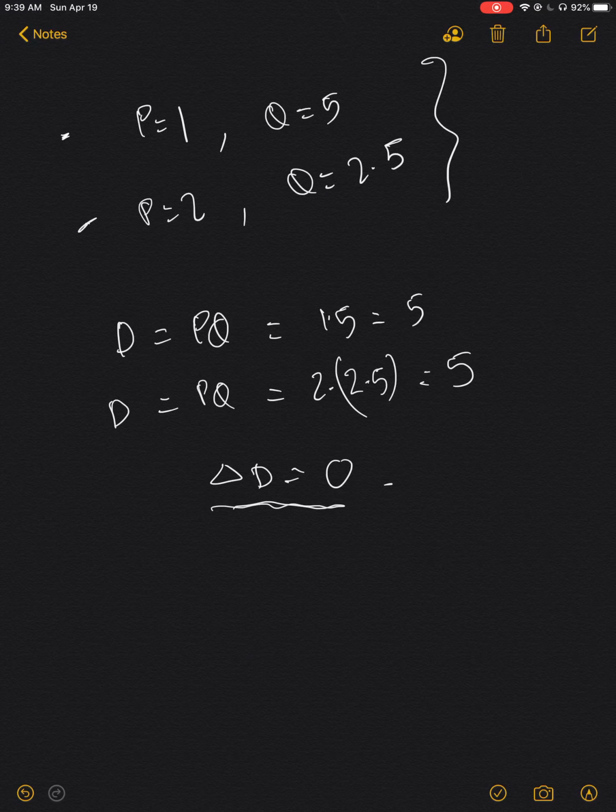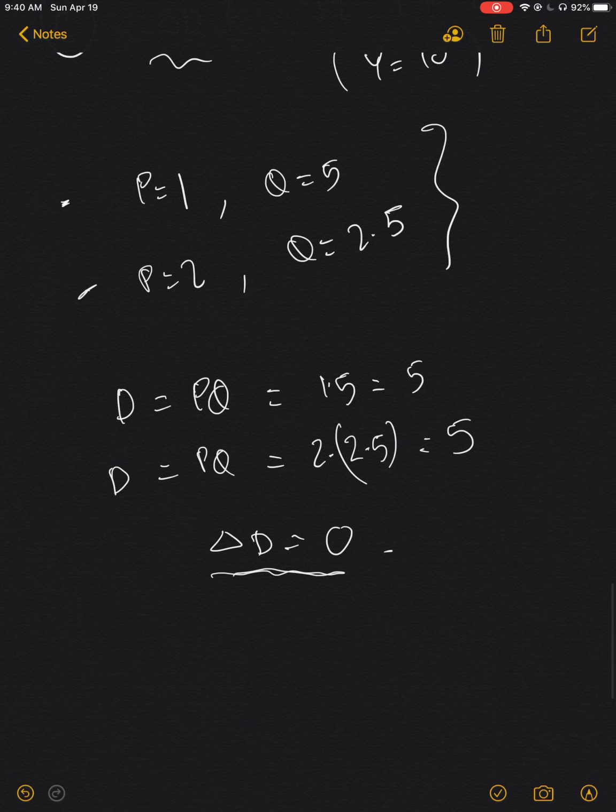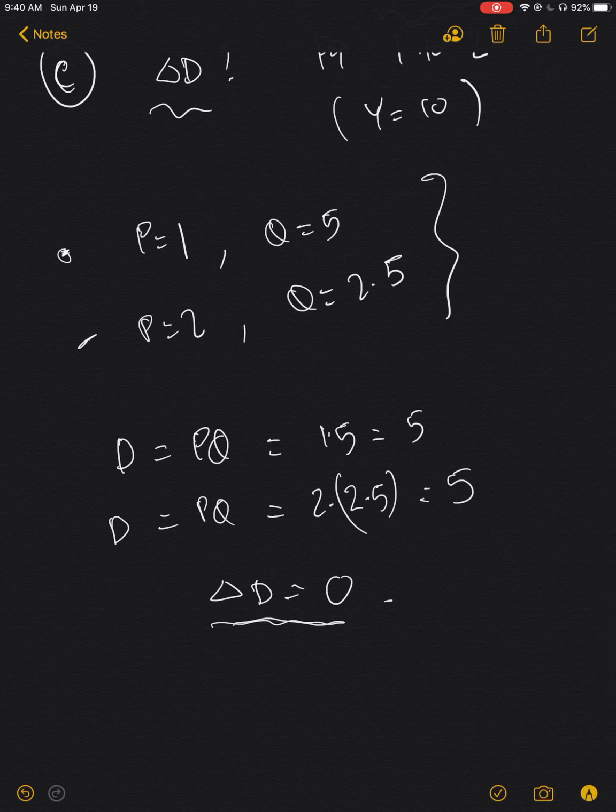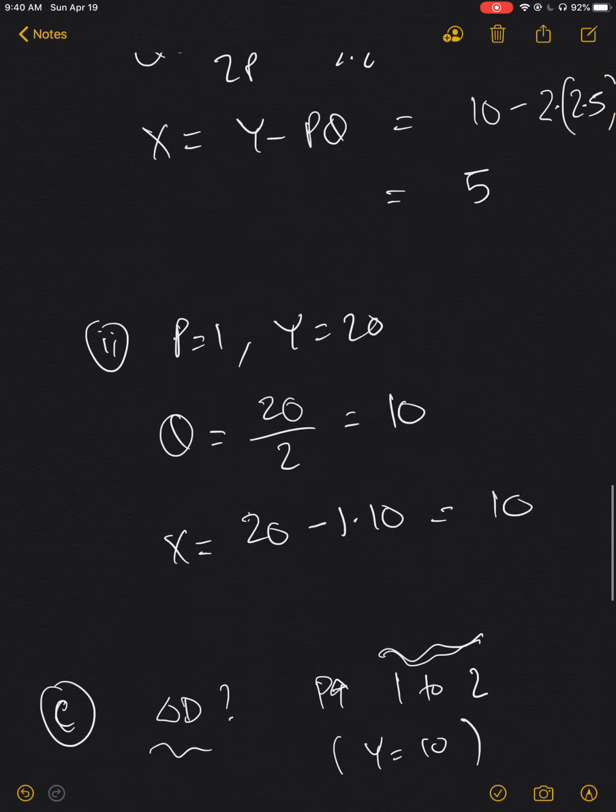And so the idea here is that when the level of pollution goes up from 1 to 2, people are optimally choosing to actually consume lower environmental quality. So the level of Q goes down from 5 to 2.5. Okay. And so again, the idea here is that this holds.